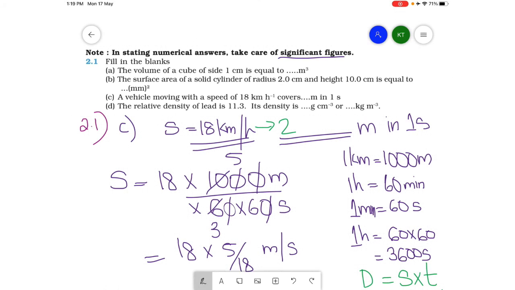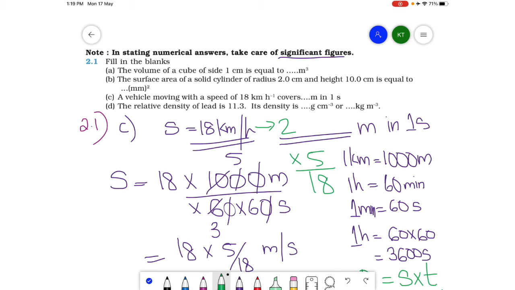Now, an easy hint is to convert from kilometer per hour to meter per second. Just multiply your value by 5 by 18 in order to convert it to meter per second.